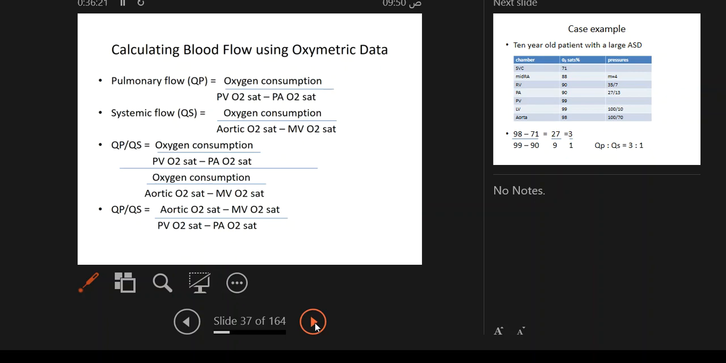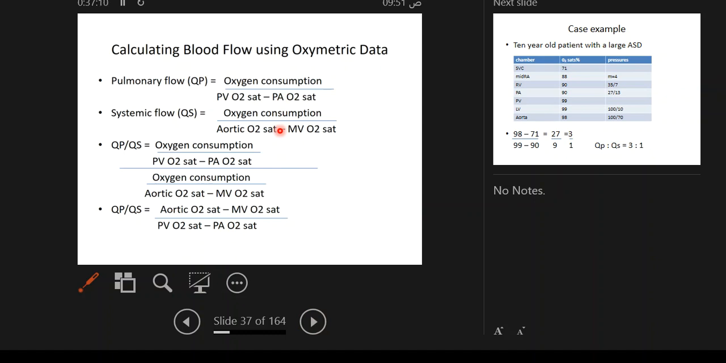Anyway, pulmonary flow equals oxygen consumption over the difference in oxygen between the pulmonary vein and the pulmonary artery, which is the pulmonary circulation. So the pulmonary flow equals the amount of blood crossing the lungs divided by the difference in oxygen between the vein and the artery, right? The same with the systemic. Systemic flow is the oxygen consumption divided by the oxygen difference between the aorta and the mixed venous, which is the superior vena cava, right? Okay, so QP to QS is the first equation divided by this equation, right?